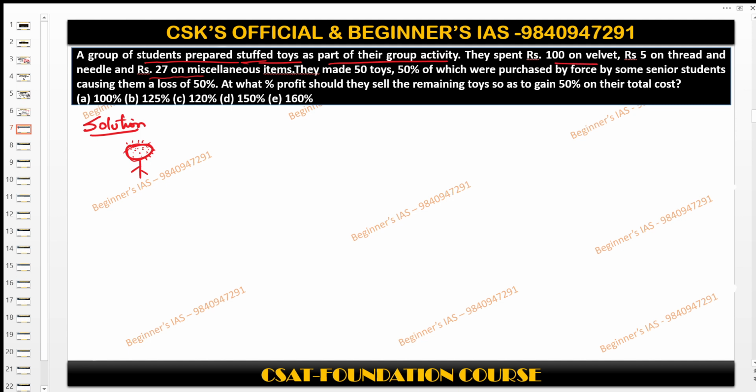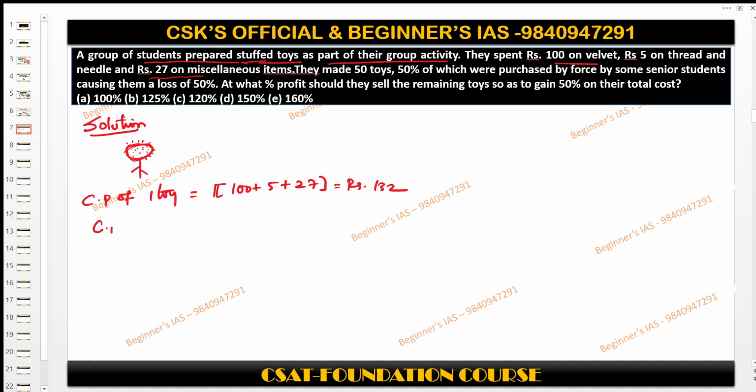This much of stuff is for one tie. Okay, then what would be the cost price of one tie? To make one tie itself, it takes 100 plus. You need to spend this much amount to make one tie. How many rupees? 132 rupees.